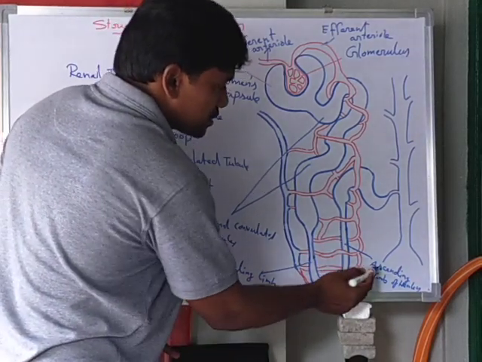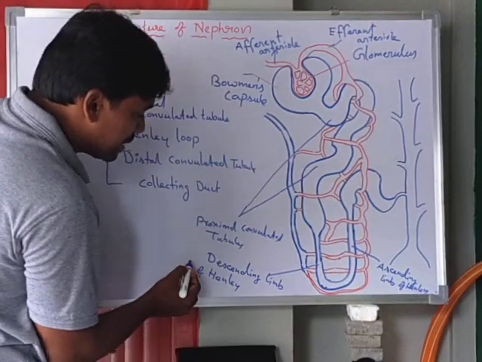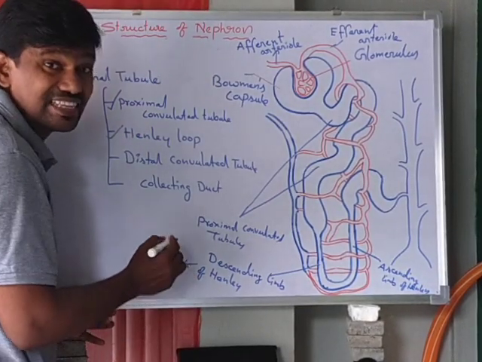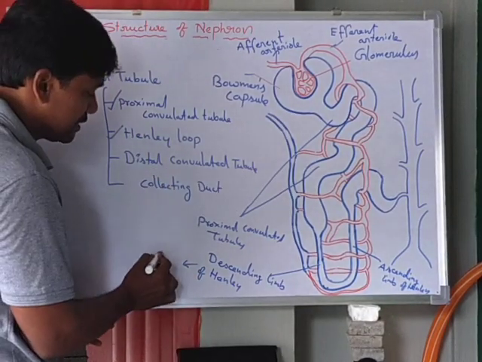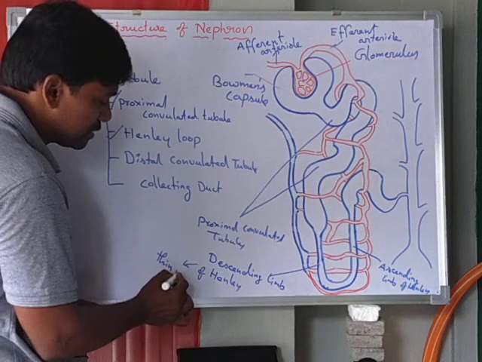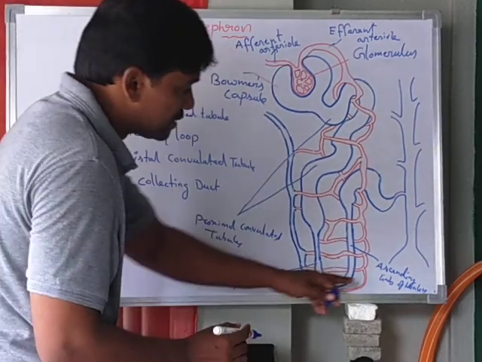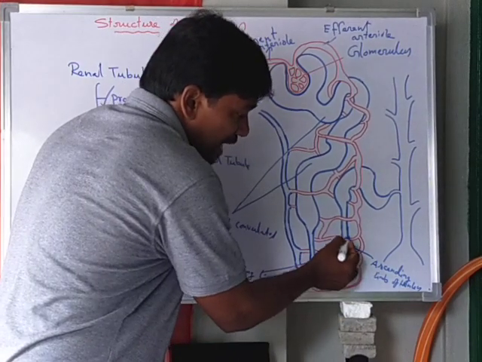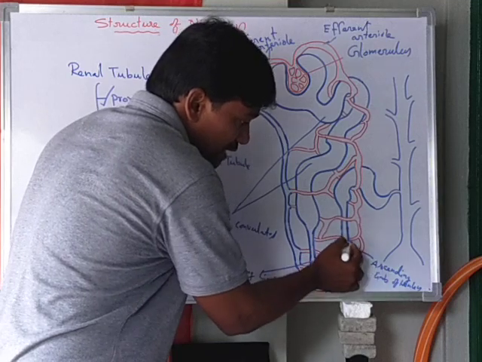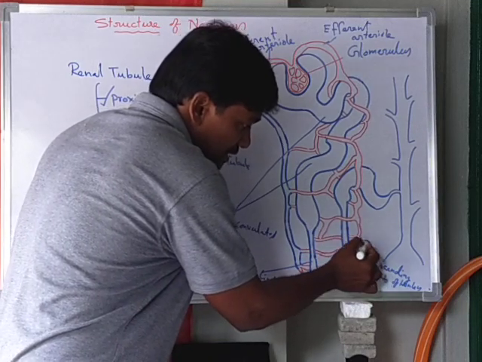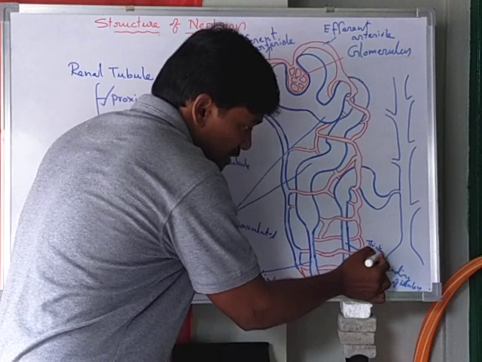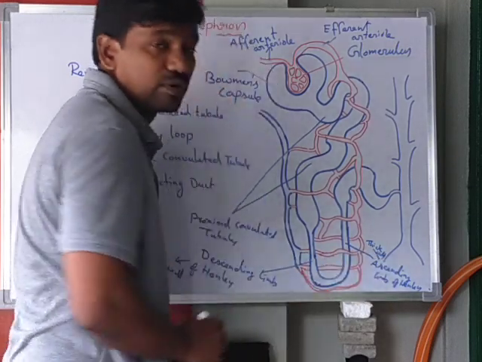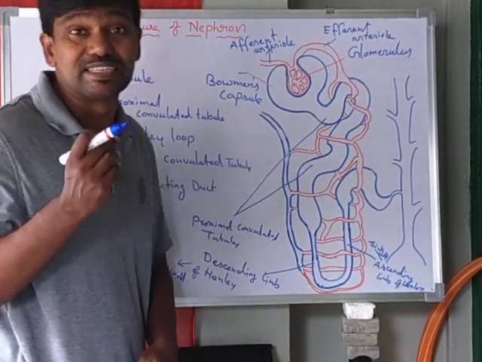The descending limb has a very thin wall, and the ascending limb has a thick wall.